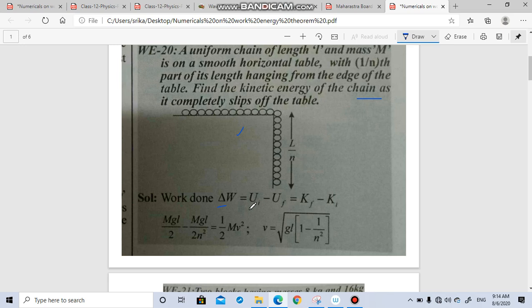For finding out potential energy, the initial potential energy is mgl by 2n square, and initially this is the position. And the final potential energy is mgl by 2, which is equal to half mv square, because initial kinetic energy is 0. Now how this is mgl by 2n square or mgl by 2, we need to take a reference line, and if you do that calculation, you get these expressions.